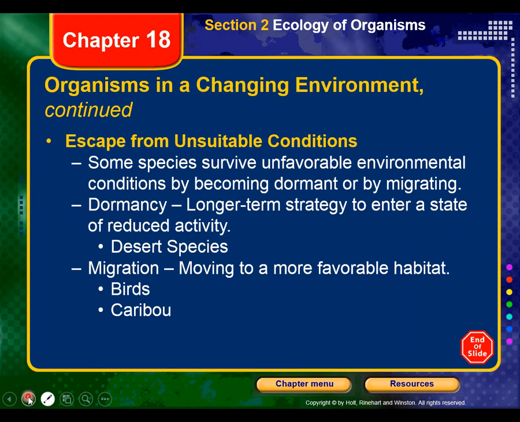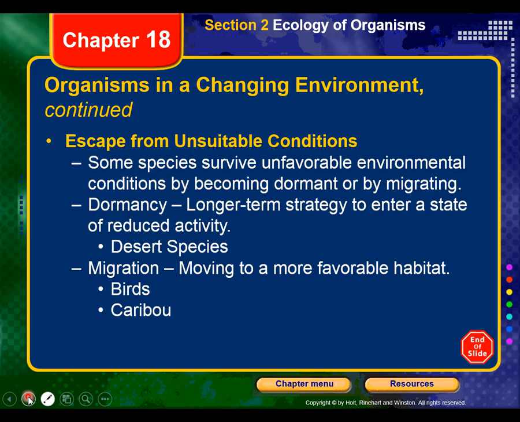Okay. What we can also do is escape from unsuitable conditions. So in this case, some species can survive in unfavorable conditions, and some can't. So they do one of two things. First of all, they can go into dormancy. This is a long-term strategy to enter a state of reduced activity.